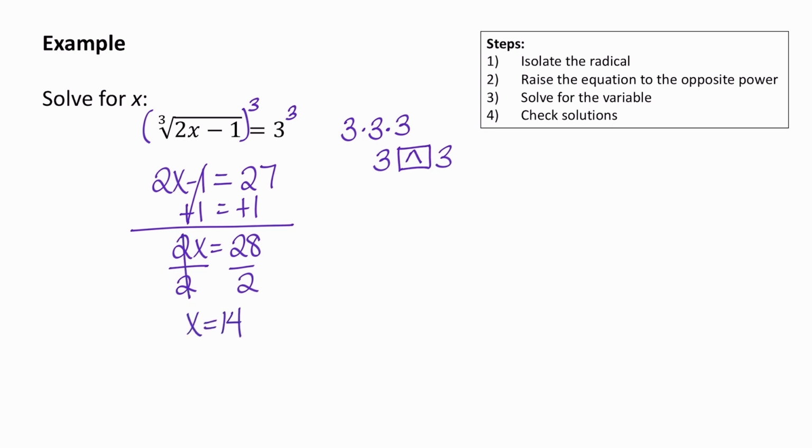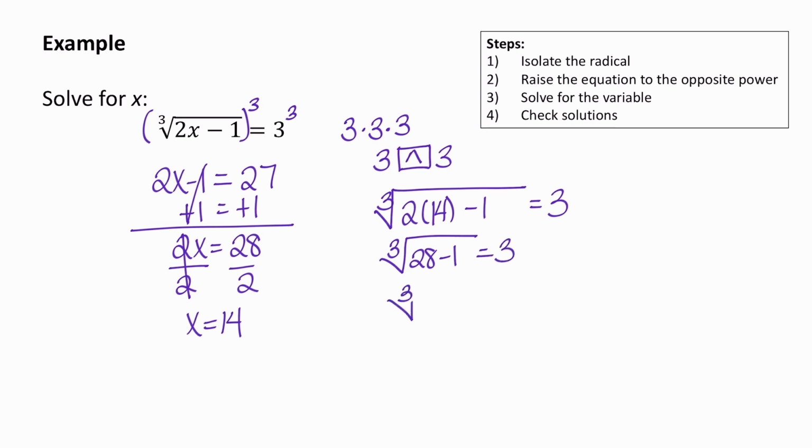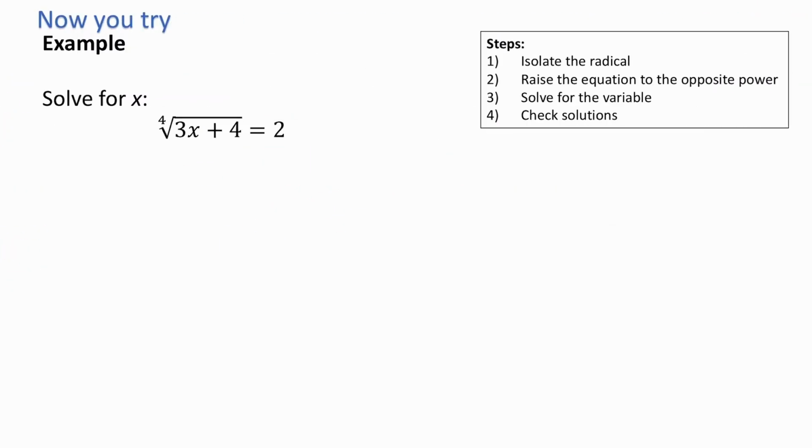So now that we have x equals 14, we want to check by plugging back into our equation. So we have 2 times 14 minus 1. And so that gives us the cube root of 28 minus 1 equals 3. Which is in fact correct because that's saying that the cube root of 27 equals 3, which is true. So that means that x equals 14 is a solution to this radical equation. Now you can pause the video and try this example on your own.